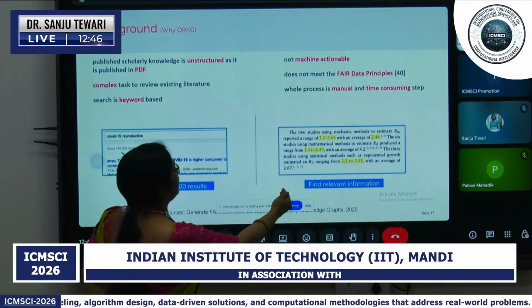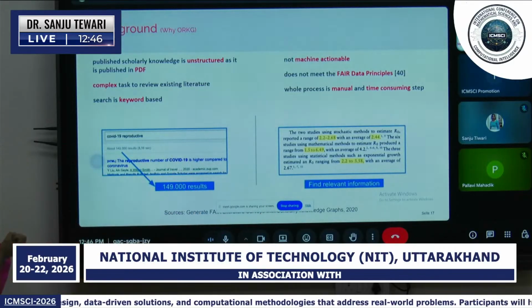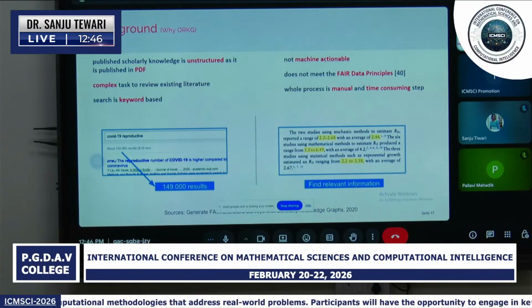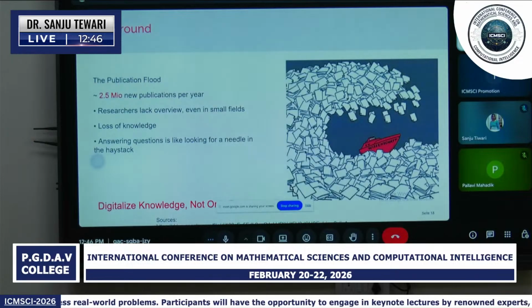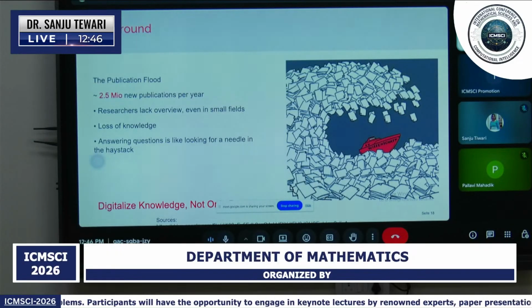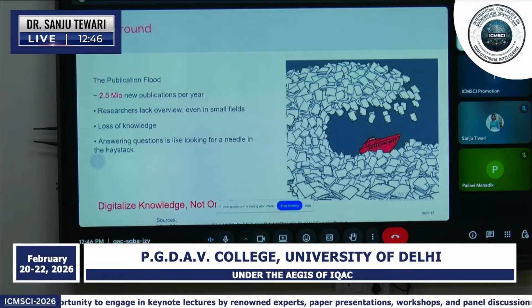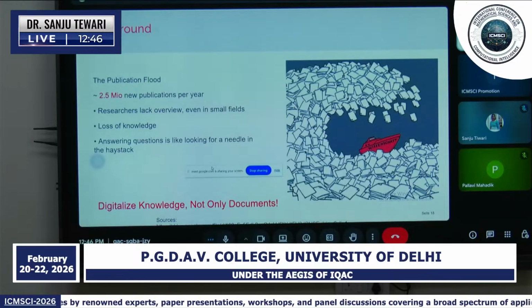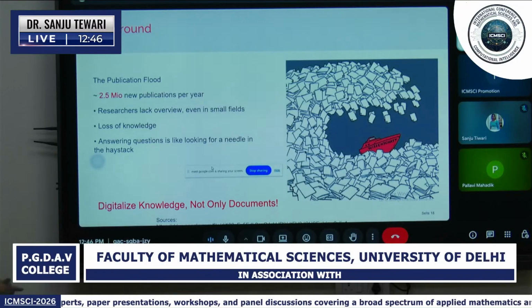Because when we are searching, there is a huge number of papers, and it is very hard and time-consuming to find the relevant one. As we all know, millions of papers are published, so the idea behind this is to digitalize knowledge, not only documents. This is the main motive of the Open Research Knowledge Graph.